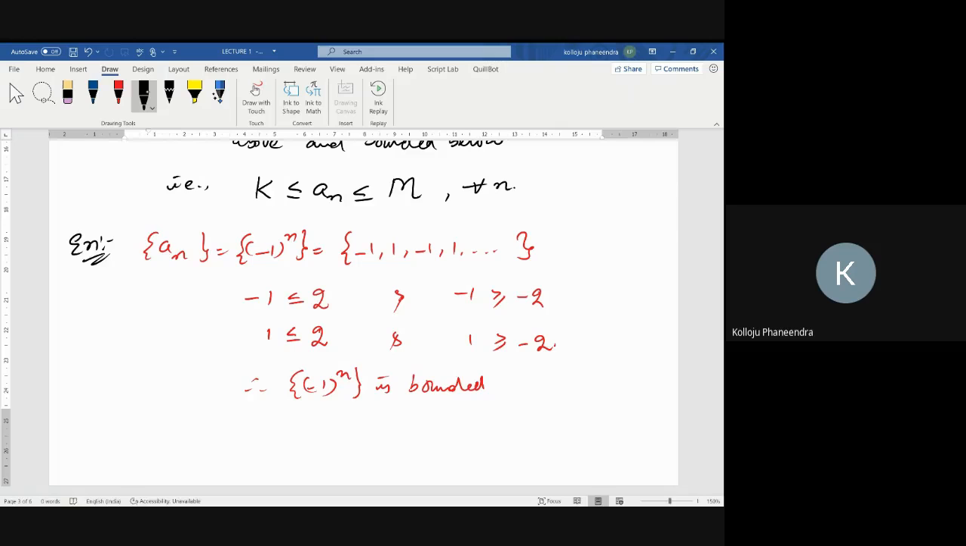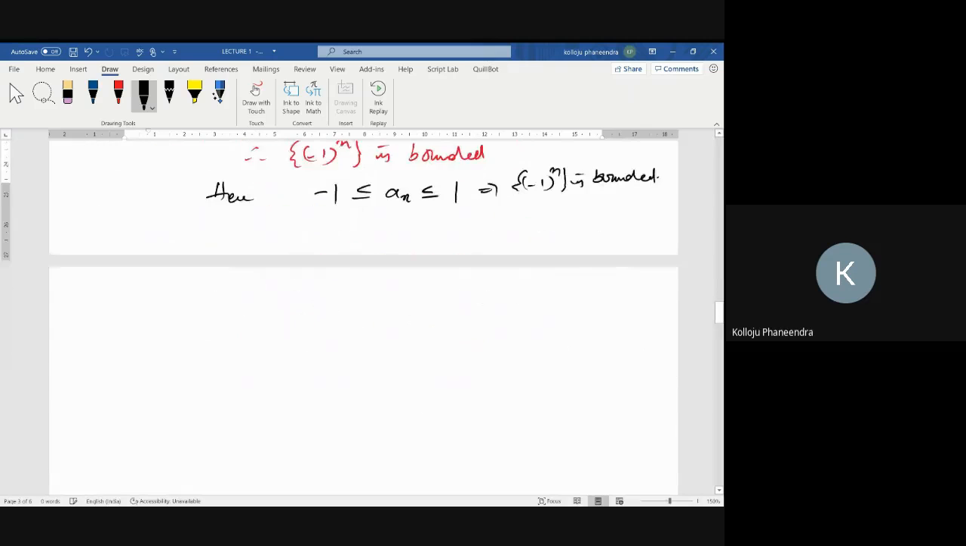Or one can write this is 1, or here I will write -1. So I can write clearly that every term of the sequence is less than or equal to 1, and greater than or equal to -1, right? Therefore, (-1) to the power n is a bounded sequence. Now I will give one more example.